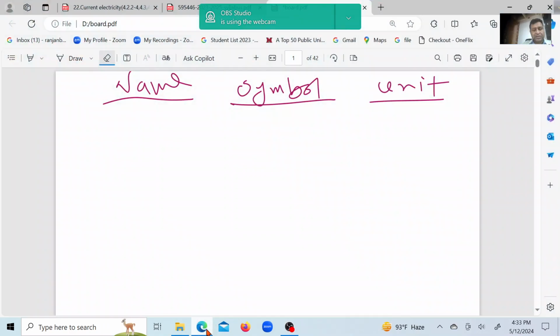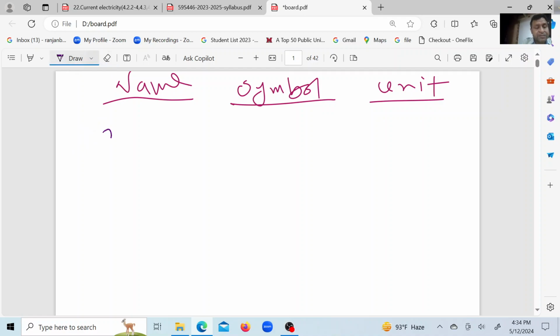Okay, this is the revision of electric current, O level or IGCSE level. Now at first, come to the topic: quantities involved with this electric current topic. At first, charge.